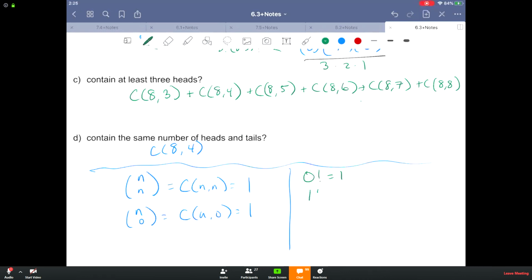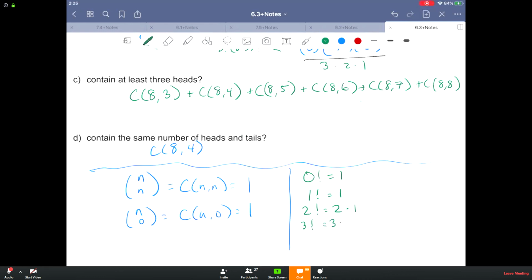So let me write out some of these. 1 factorial we know is 1. Now the thing about math is, there are patterns in everything in math. And when I see you guys back again on Monday when we do 6.4, you're going to see a lot of things in Pascal's triangle that are coming up everywhere.